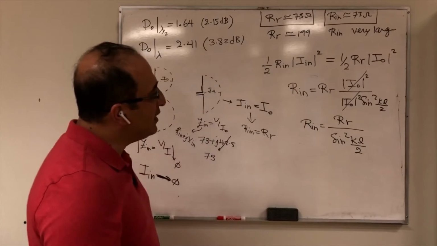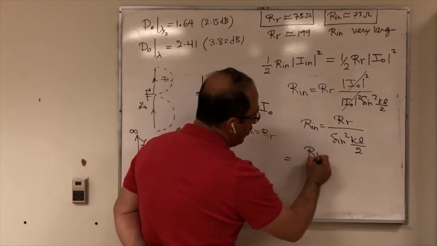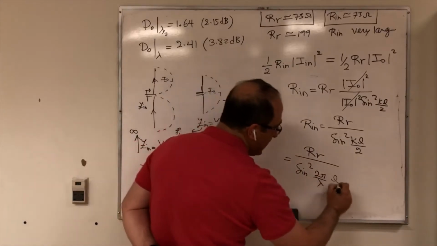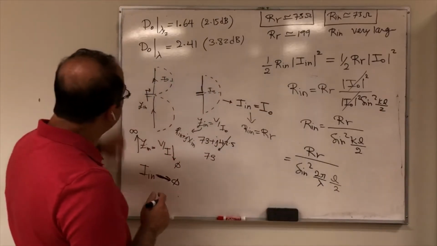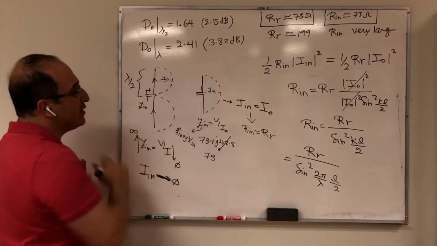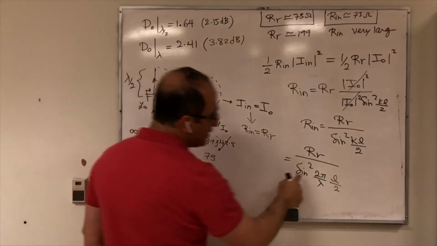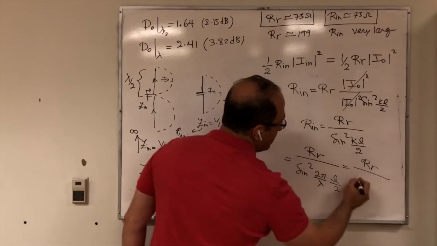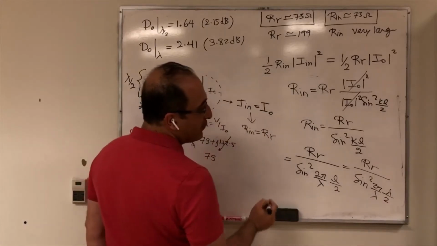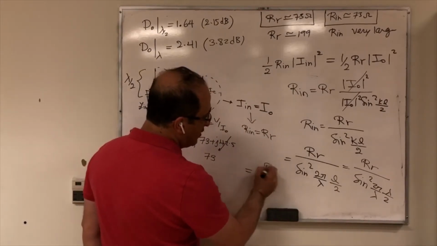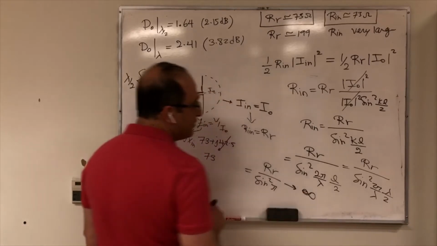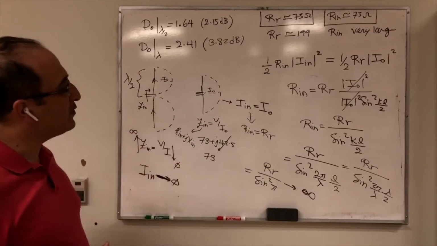We can also open the sine square: k becomes 2 pi divided by lambda, times L divided by 2. Now for this antenna, what is L divided by 2? Half of the length is lambda divided by 2. So I can substitute that here: RR sine square of 2 pi over lambda times lambda divided by 2. Therefore, you get sine of pi, which is 0. So RR sine square of pi, therefore this goes to infinity. That's why the R in of this one goes to infinity.